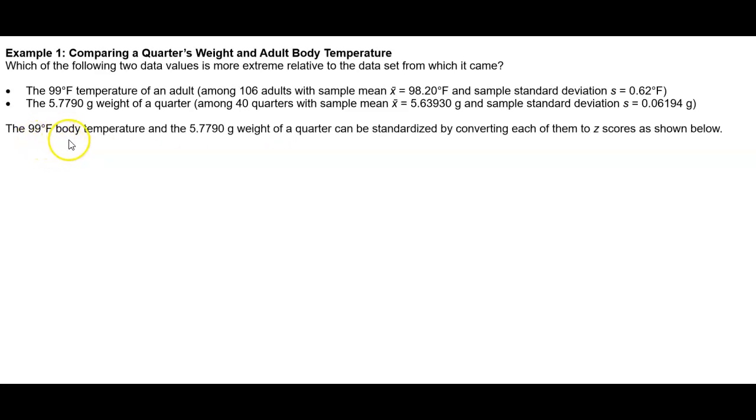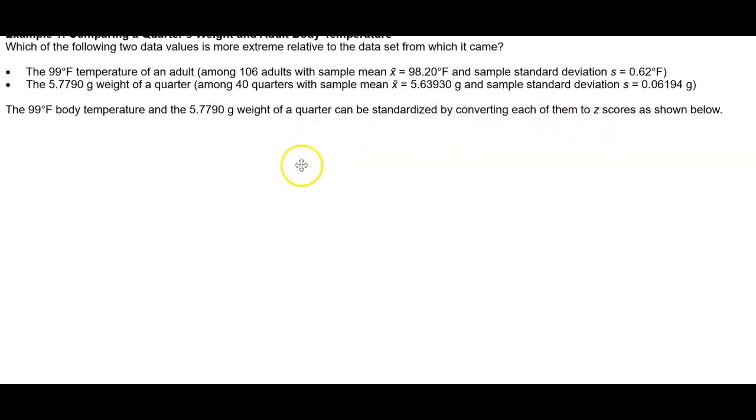99 degrees Fahrenheit body temperature and the 5.7790 grams weight of a quarter can be standardized by converting each of them to z-scores. Okay, so let's take a look at the first one. Now, it's very important to understand what are the values that are given. So it says 99 degrees Fahrenheit body temperature. That represents the data value x. So x is the 99 degrees Fahrenheit.